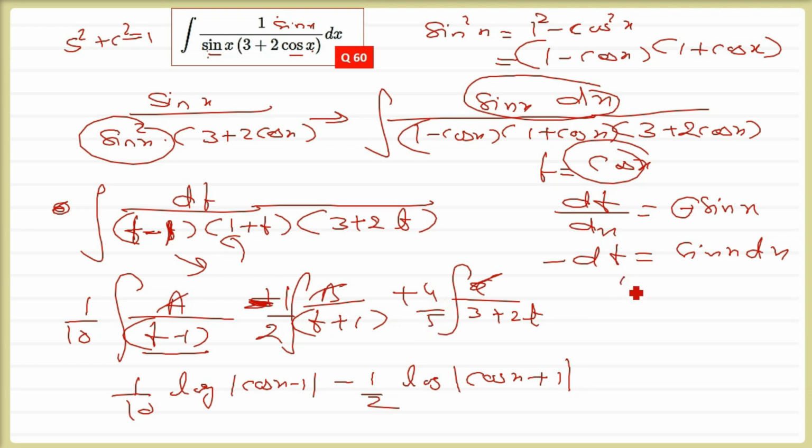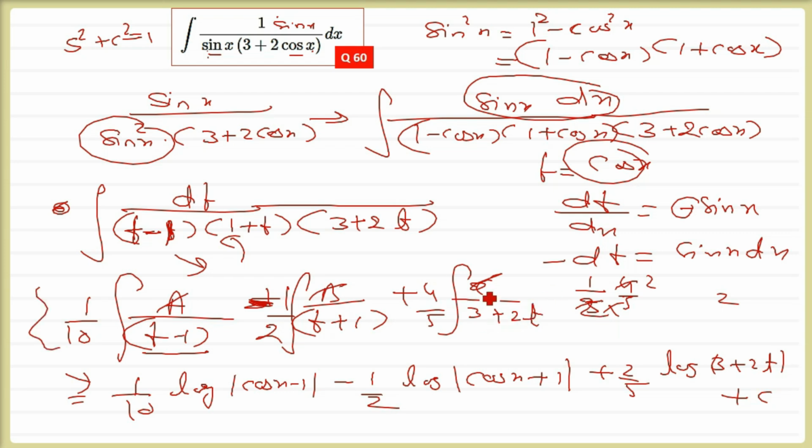Then we have 4 by 5. So this will be log of 3 plus 2t. But when you differentiate this 3 plus 2t after integration, 2 will come, and that will go in the denominator. So 4 by 5 multiplied by 1 by 2 will give you 2 by 5. So plus 2 by 5 log of 3 plus 2t will be your final answer, along with a constant of integration c.